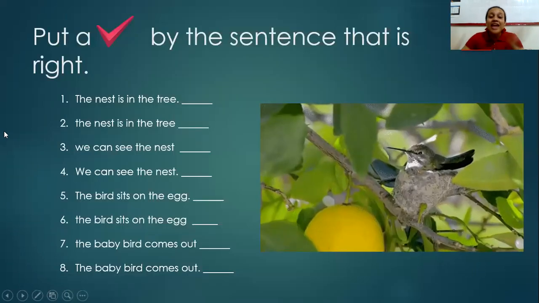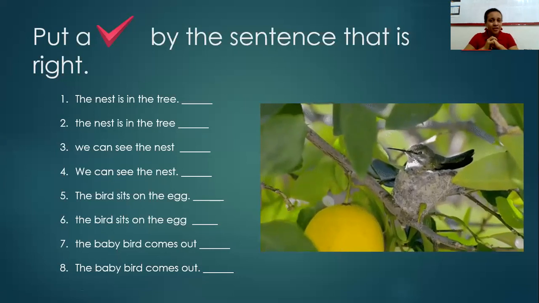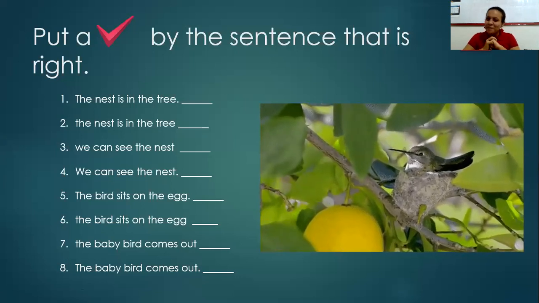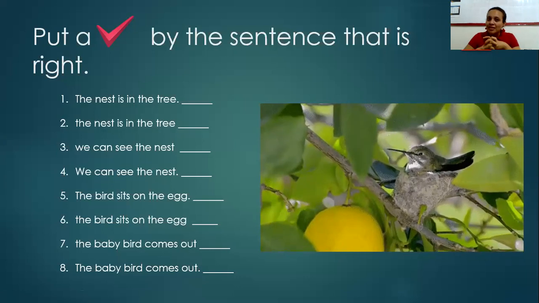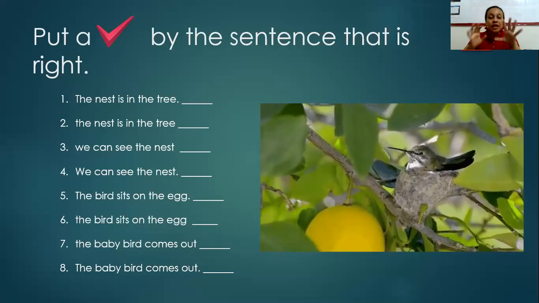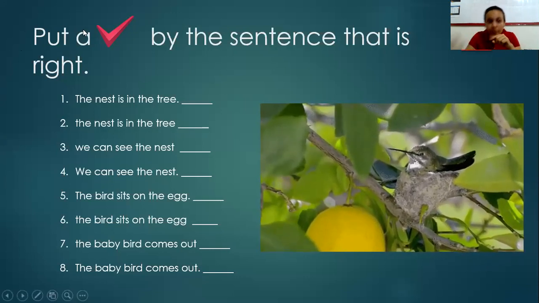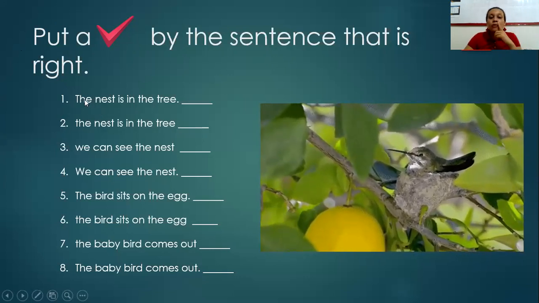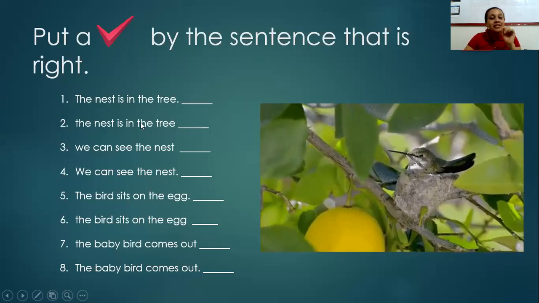Good. And now it's time to practice. What can you see in this picture? Yes, it's a bird. It's a little bird in a nest. So now it's time to practice and you will help me to understand and answer these questions, or to put a check mark by the sentence that is right. Number one, the nest is in the tree.